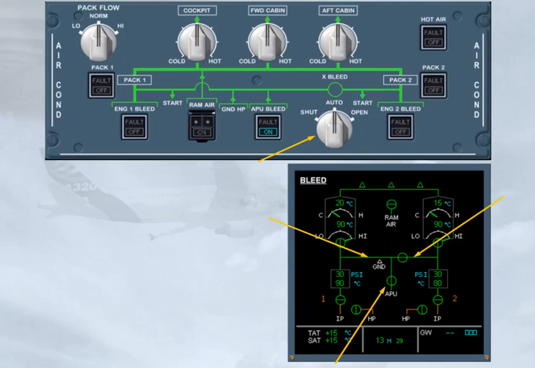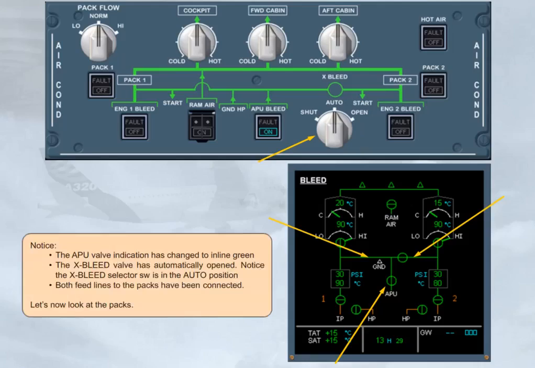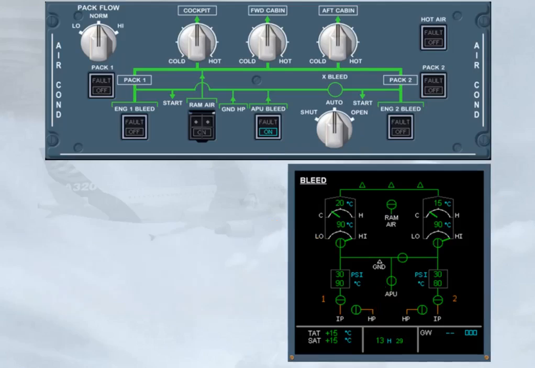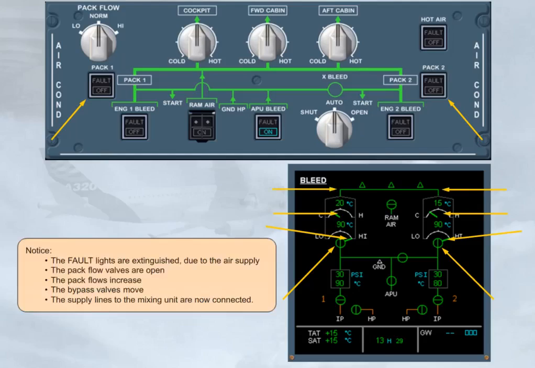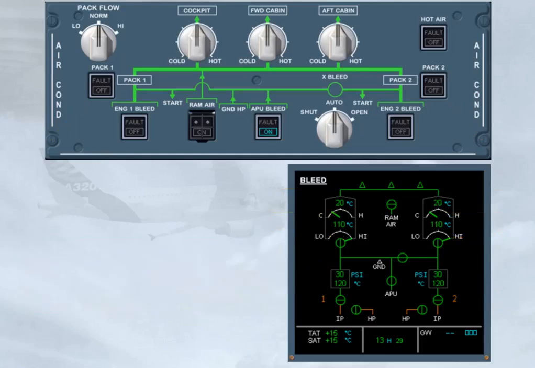Let's now look at the packs. Notice, the fault lights are extinguished due to the air supply. The pack flow valves are open. The pack flows increase. The bypass valves move. The supply lines to the mixing unit are now connected. Both packs are now providing air conditioning.